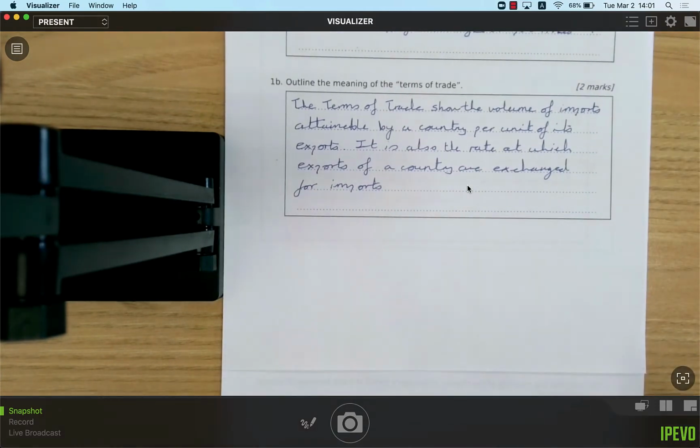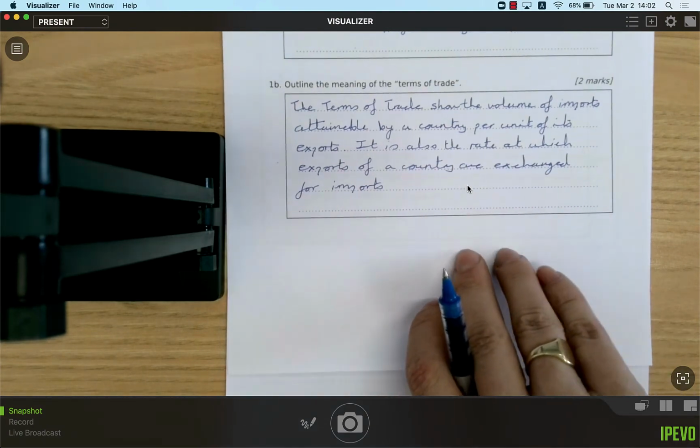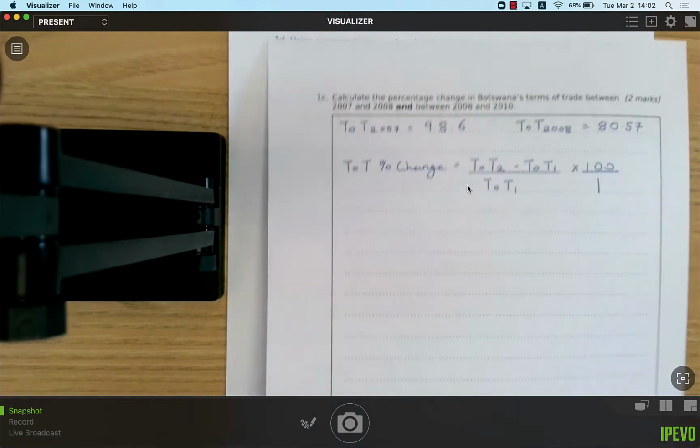So the terms of trade shows the volume of imports that people in a country can buy per unit of the value of its exports. It is also the rate at which exports of a country are exchanged for imports. And that's also true. And again, it's all averaged out. So please do keep that in mind.